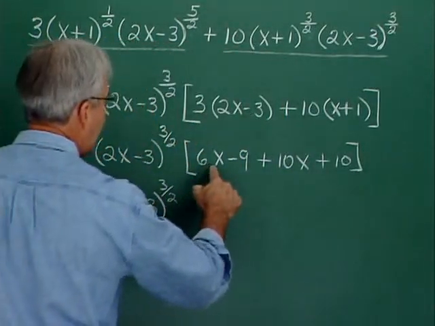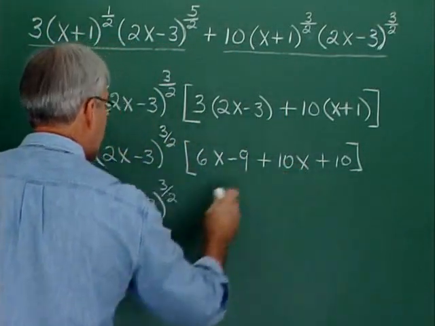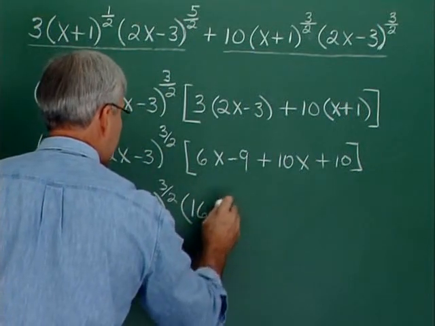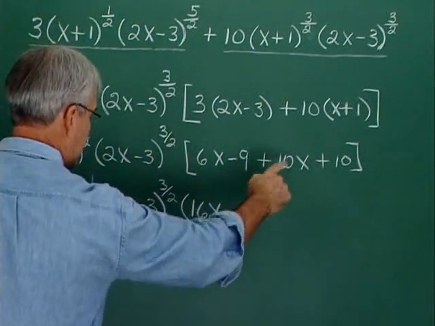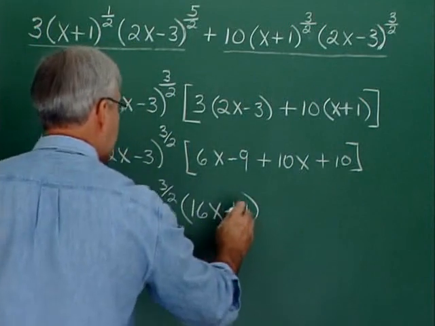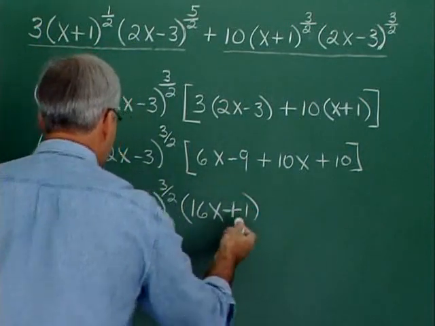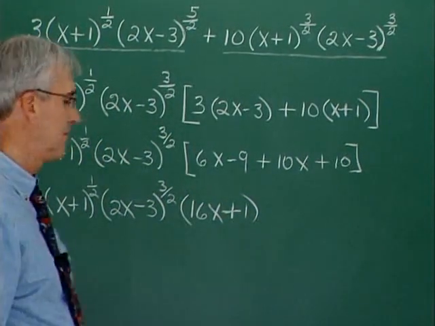All right, at any rate, here we have 6x plus 10x, that's 16x. And then minus 9 plus 10 is plus 1. And here then is our final factored form.